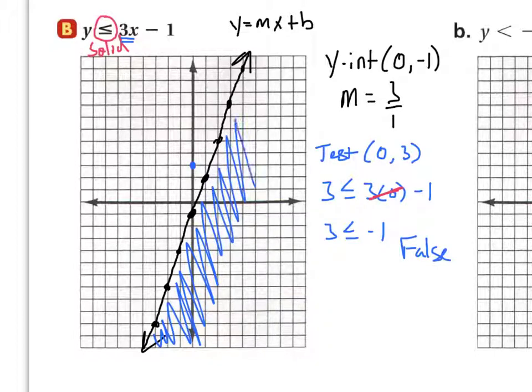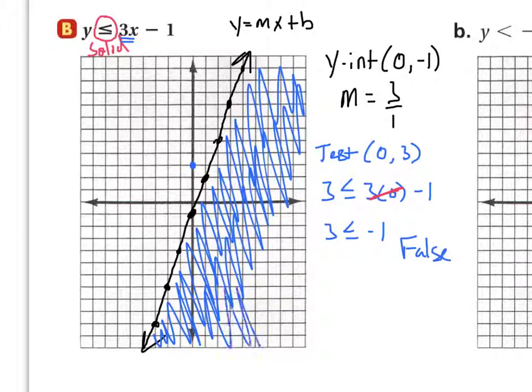In your half planes here, one side of the graph is always going to be true, the other side is always going to be false. So we found the false side, so therefore we know the other side is true. Let's try another example.